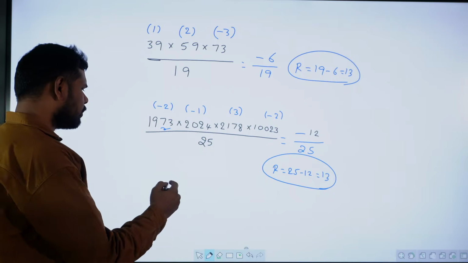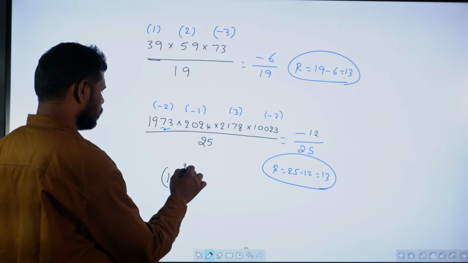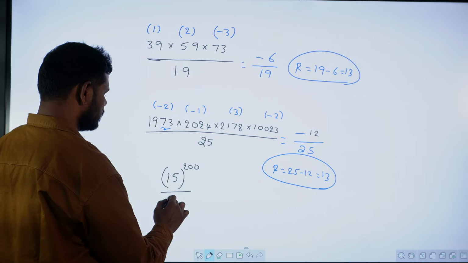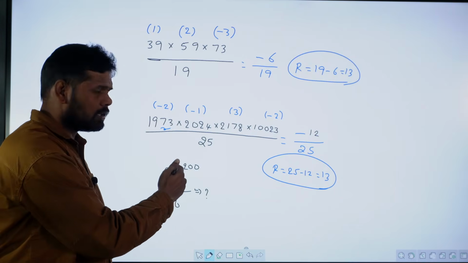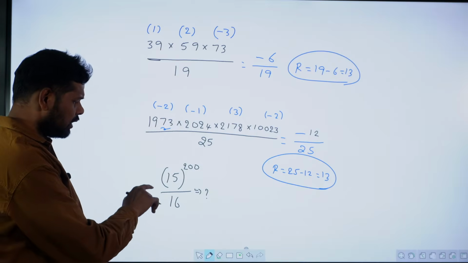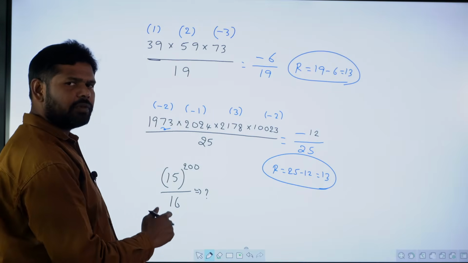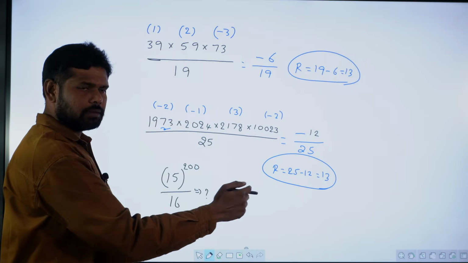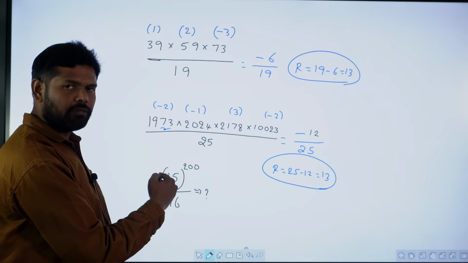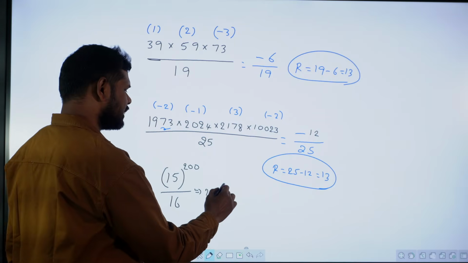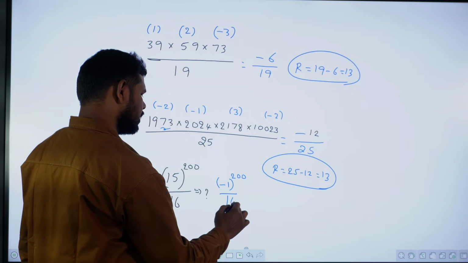Suppose one more question I write here: 15 power 200 by 16. What is the remainder? After that, the question may be framed differently. 15 power 200 means 15 into 15 into 15, like that. Simply divide 15 by 16. 16 once is 16, 15 minus 16 means minus 1, whole power 200 by 16.